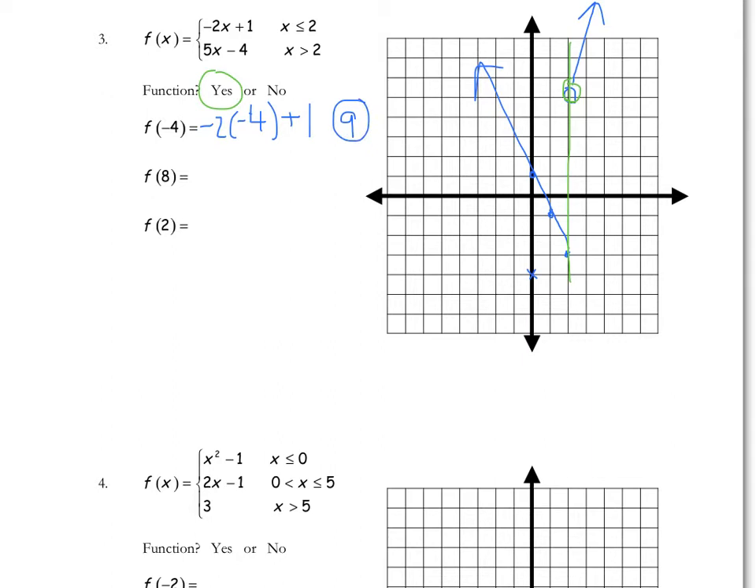F of 8. Well, that I would plug into the second piece. Again, that's not going to fit on my graph, so I'm going to have to do it by hand. 5 times 8 minus 4, 40 minus 4, 36.